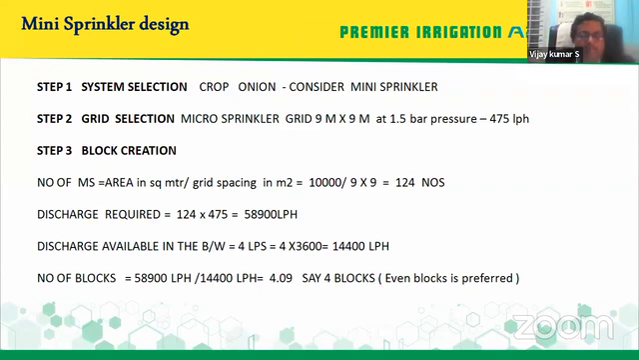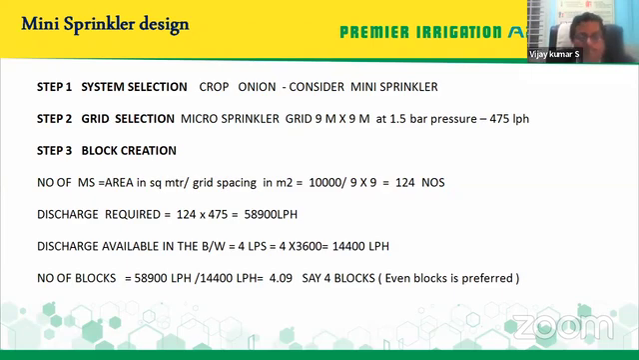So this is the amount of water that is required if I want to operate all the 124 mini sprinklers. But what is the water that is available in my borewell? I have only 4 liters per second. That is 4 multiplied by 3,600, which gives me 14,400 liters per hour. In other words, I have to create blocks. So how many blocks do I need to create? The total discharge required divided by the discharge available in the borewell. So 58,900 divided by 14,400 gives roughly 4.09. I'm taking it as 4 blocks.